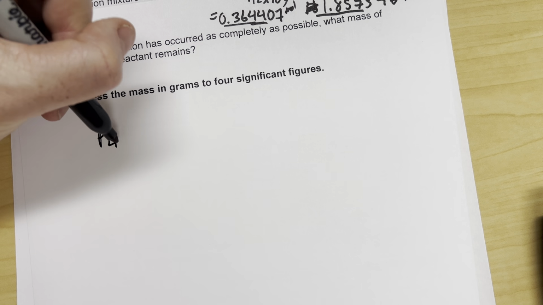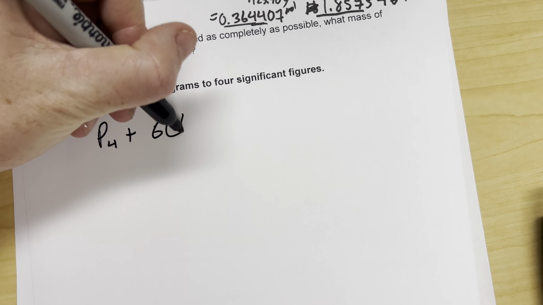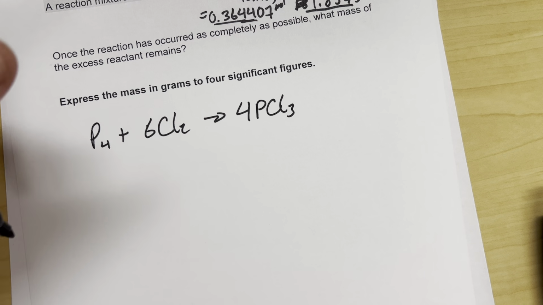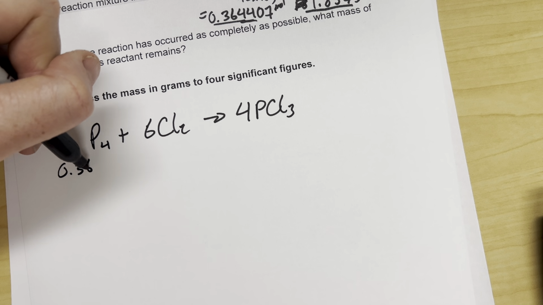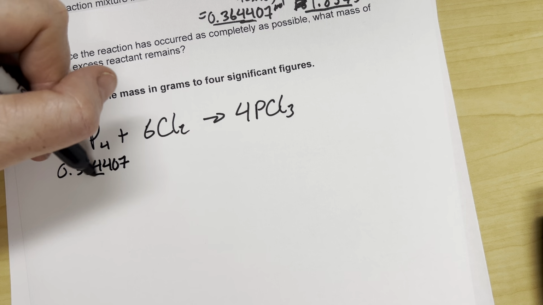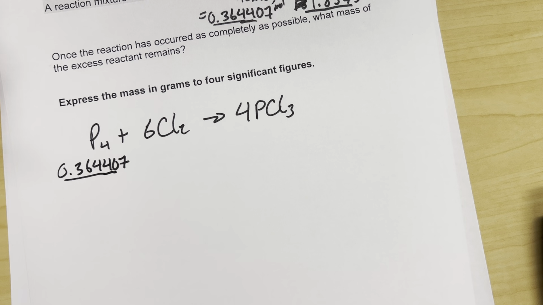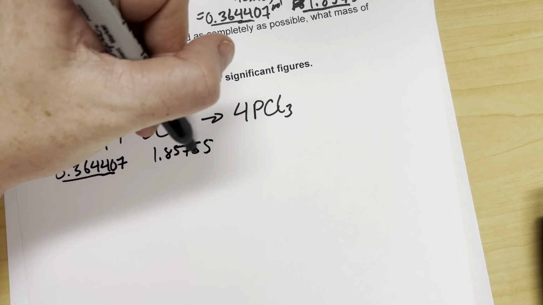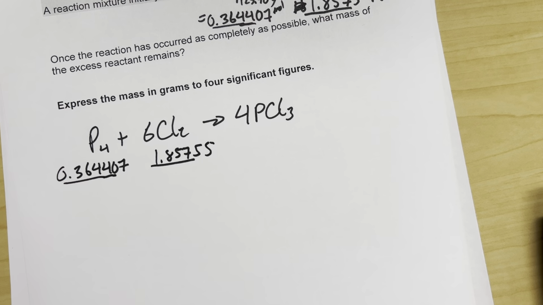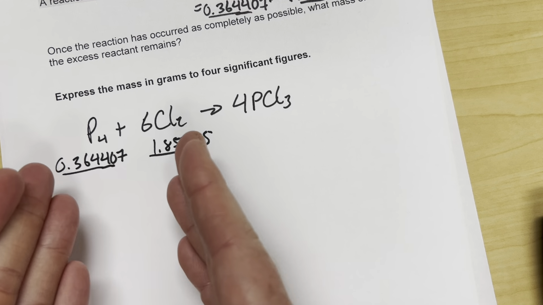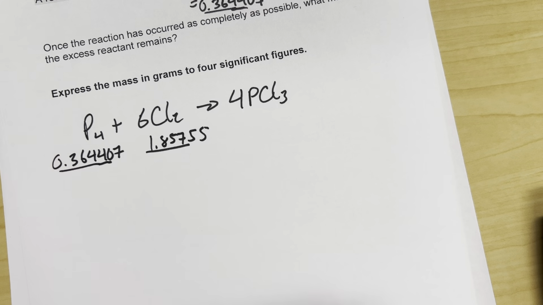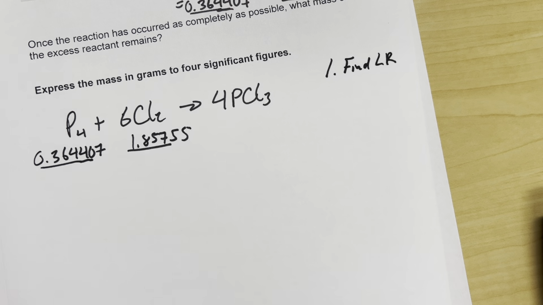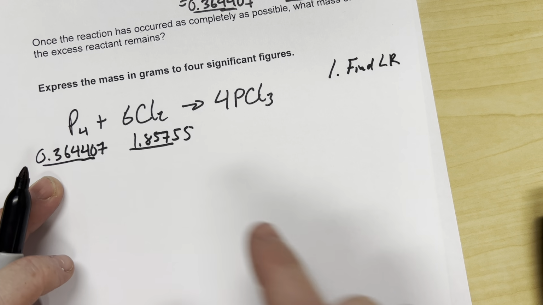I'm going to write P4. I'm going to rewrite this so we have a little more space. So again, we're starting with 0.364407, 4 sig figs, and over here it's 1.85755. I'll switch to just that, mole of that. And we're going to react these as much as possible. So step number 1 will be, as always, find your limiting reactant. So we divide this one by 1 and divide this by 6.